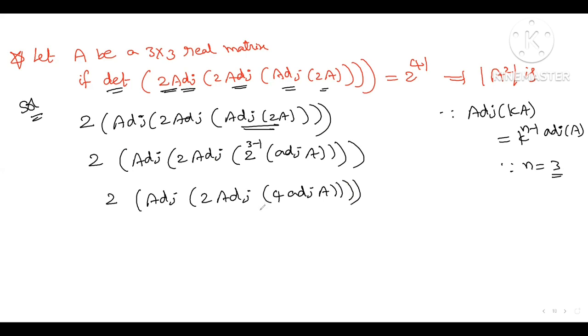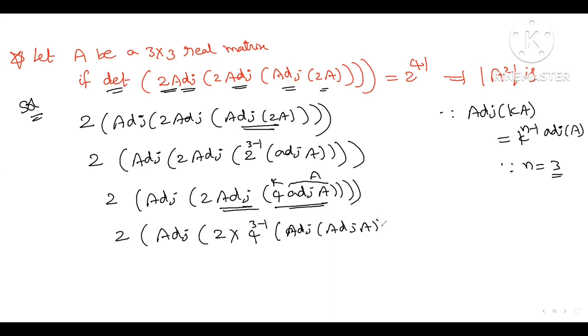Okay, again we should write the same formula. What is the formula here? Adjoint of 4 times adjoint of A. Here k value is 4, and in place of A we have adjoint of A. So we have adjoint of kA, one formula, k to the power n minus 1 into adjoint of A. 2 times adjoint of 2 into, what is the formula? k to the power n minus 1, 4 to the power 3 minus 1, adjoint of adjoint of A. Let us take this as A here. This value, how much value? 4 square into 2, 32.